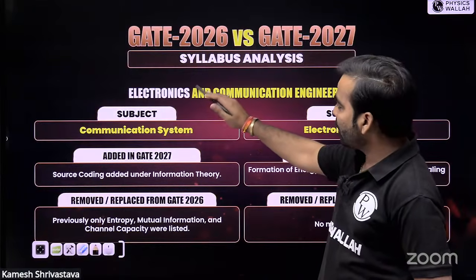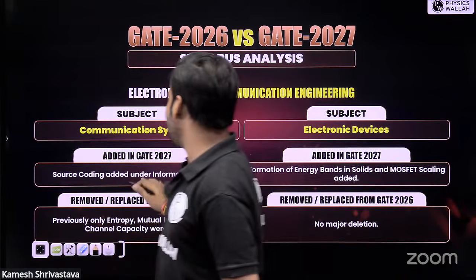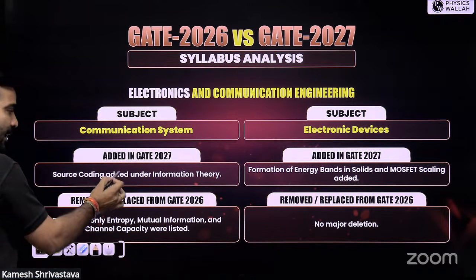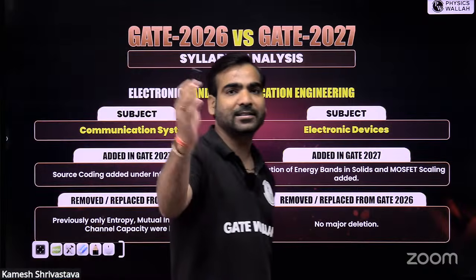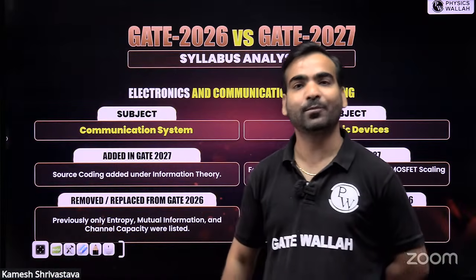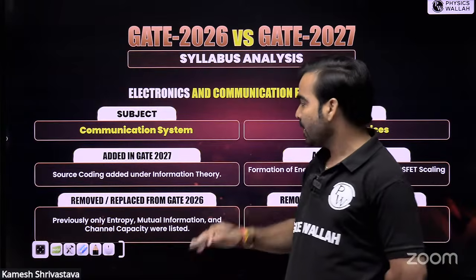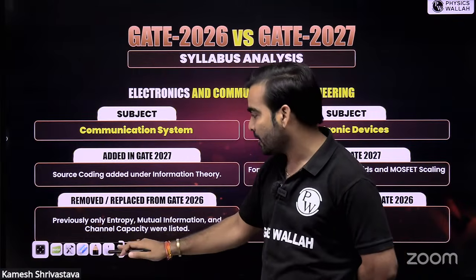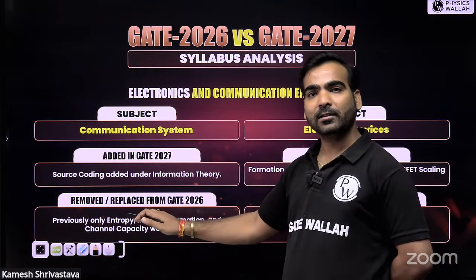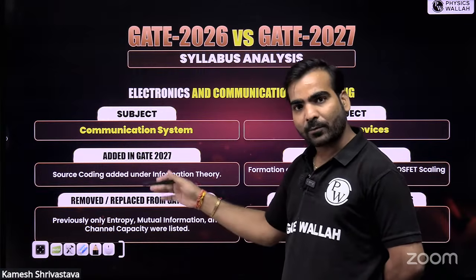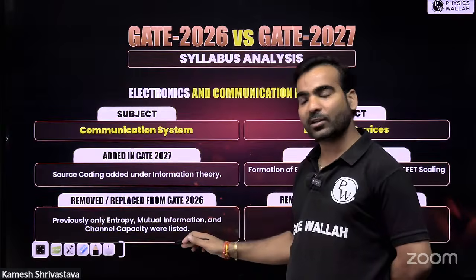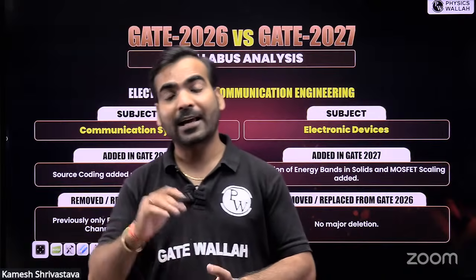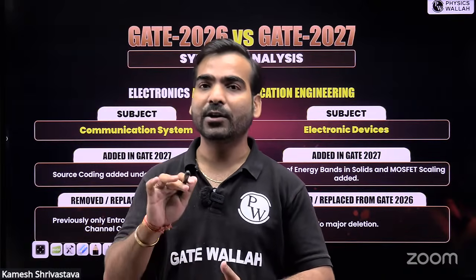If you look at the communication system, the topic added in GATE 2027 is source coding under information theory. In the last lectures in communication systems, you studied information theory. In information theory, source coding is also added. Earlier, source coding was not present in the syllabus. Earlier, entropy, mutual information and channel capacity, the channel capacity theorem, were given. But now source coding is also included in your syllabus.